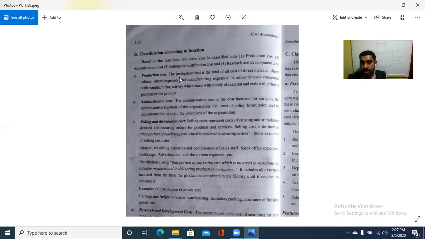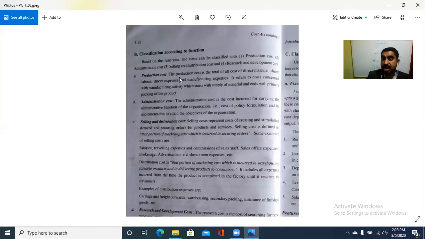It includes all the direct costs plus manufacturing expenses like direct material, direct labor, direct expenses and all the manufacturing expenses. Manufactured where? In the factory itself. So it is denoted as factory expenses. So students, you need to know direct material, direct labor, direct expenses plus manufacturing expenses, that is called production cost. Clear? Next we are going to see administration cost.